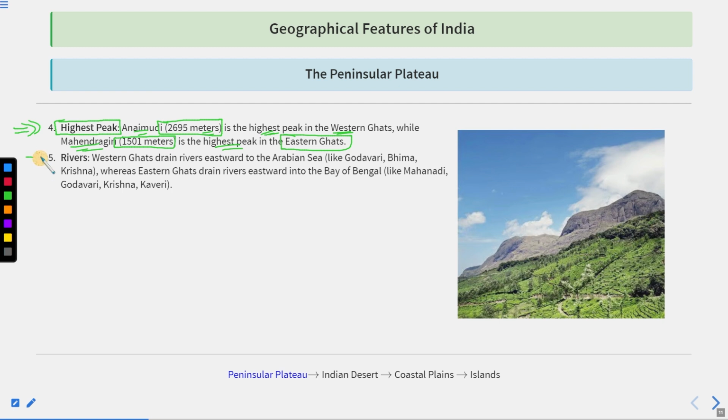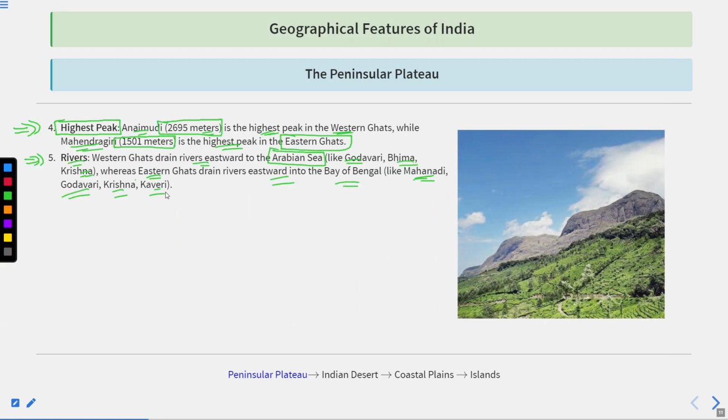If we talk about the rivers, then Western Ghats generally drain rivers eastwards to the Arabian Sea, like Godavari, Bhima, and Krishna. Whereas the Eastern Ghats drain rivers eastward into the Bay of Bengal, like Mahanadi, Godavari, Krishna, and Kaveri rivers. Okay.